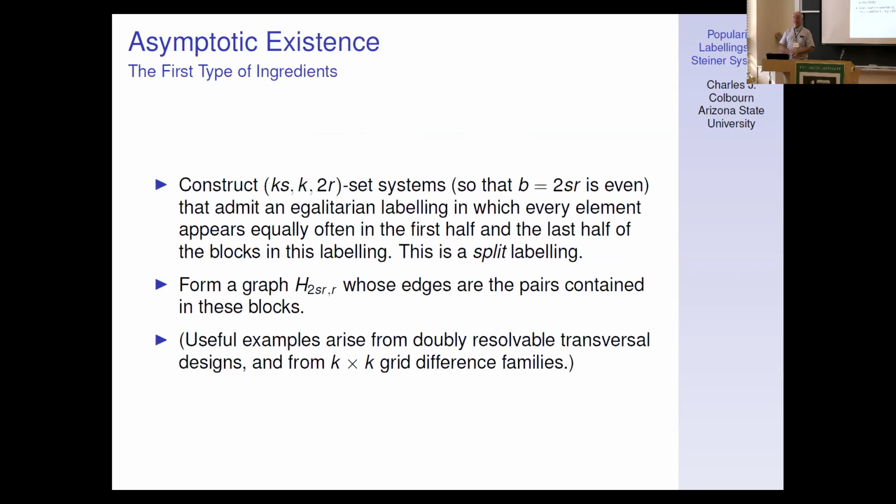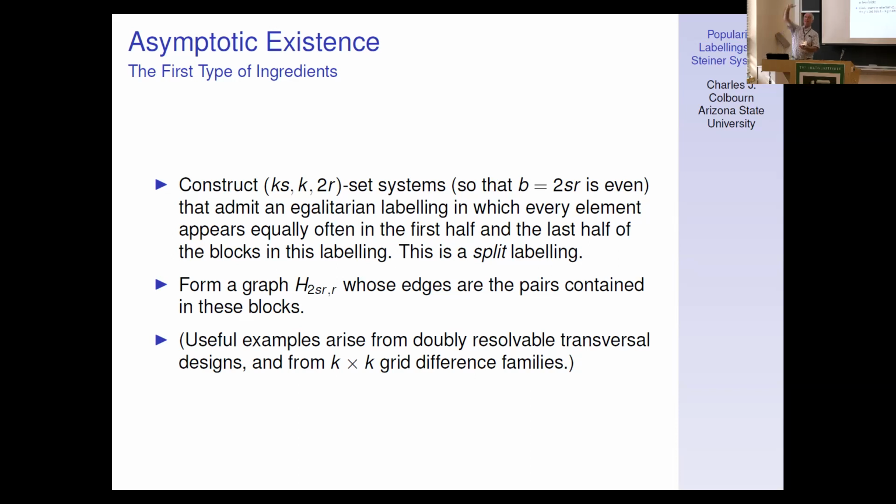And I'm not going to prove this, but I am going to try and give you a quick outline of how it works. So I'm going to make a bunch of graphs at the beginning. The first class of graphs I'm going to make, they're going to have even replication number and an even number of blocks. But the key property is that they not only can be decomposed into cliques of size K so that those cliques of size K have an egalitarian ordering, but it has one more property. What is the extra property? It's a property called being split.